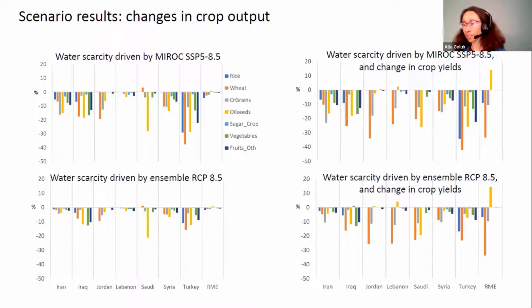We assume that rice, wheat, and coarse grains yields will drop under a warmer climate, and yield reduction will be larger for rain-fed crops. For these crops, combining reduced water supply with reduced yields further reduces crop output. In Turkey, wheat output will drop by more than 40%, and overall, in this scenario, wheat is the most affected crop.